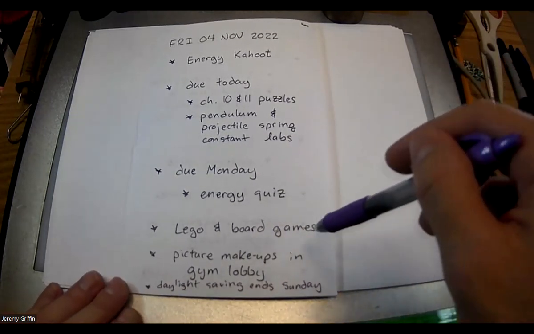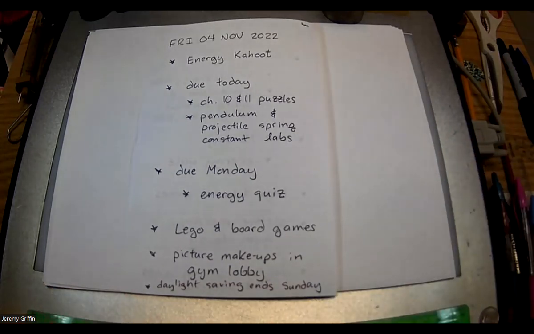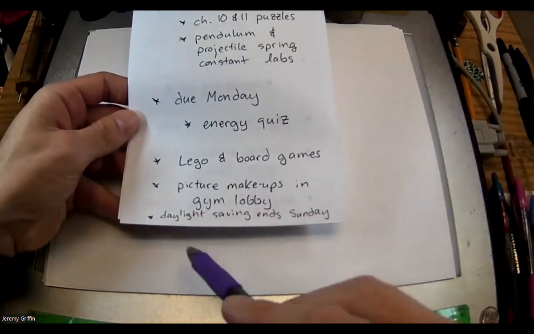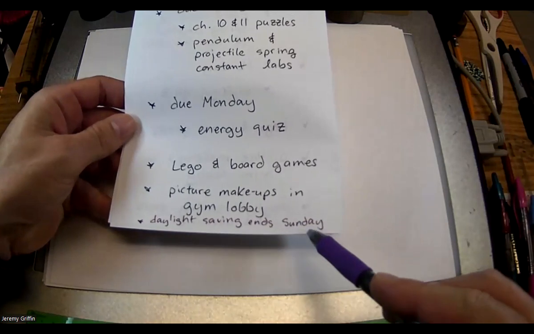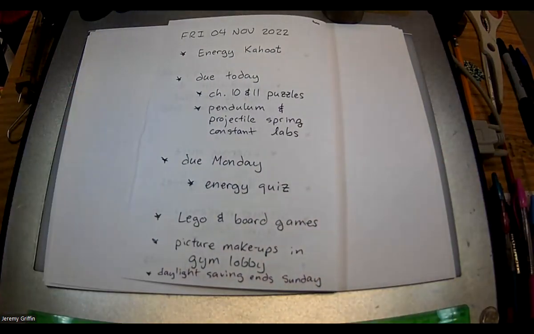Remember also, today is picture makeup day in the gym lobby. So if you need to do a picture makeup, this class would be a pretty good opportunity to do that. And I've got one more note squeezed in here on the bottom. Daylight saving ends this weekend. So this weekend is one hour extra long.